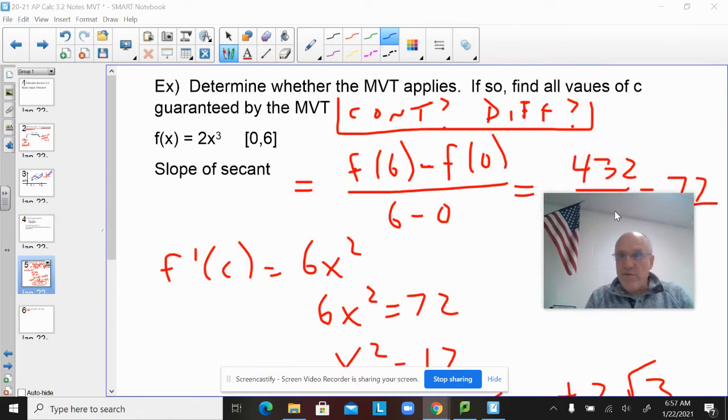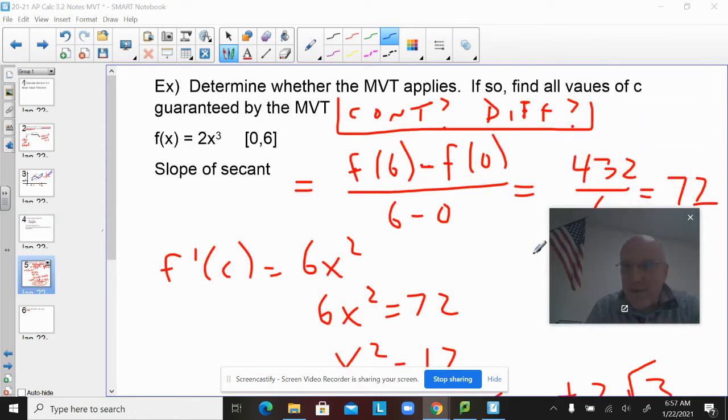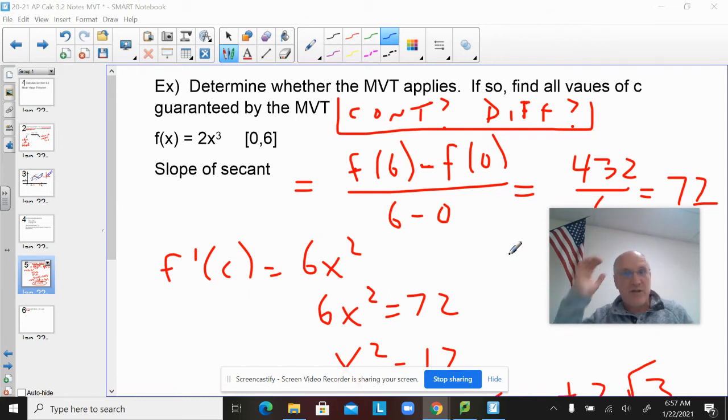It says determine whether the mean value theorem applies. Like you have to make sure it's continuous and differentiable. Like if there's an asymptote in the interval, or if it's an absolute value function, there wouldn't be one. And if it is, so it says determine whether the MVT applies. If so, find all values of C guaranteed by it.